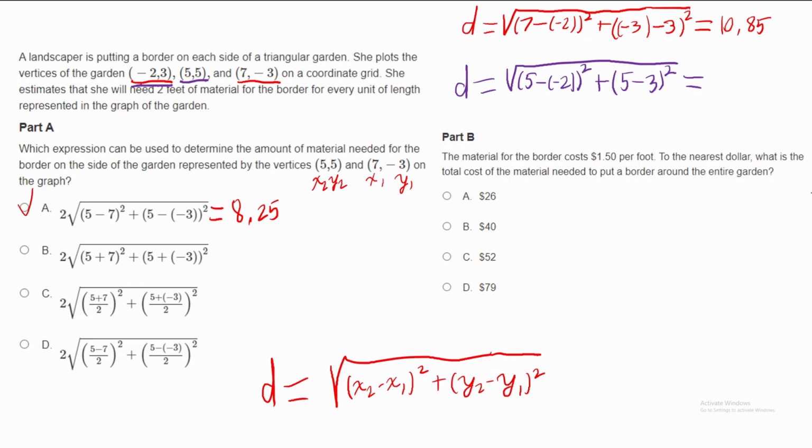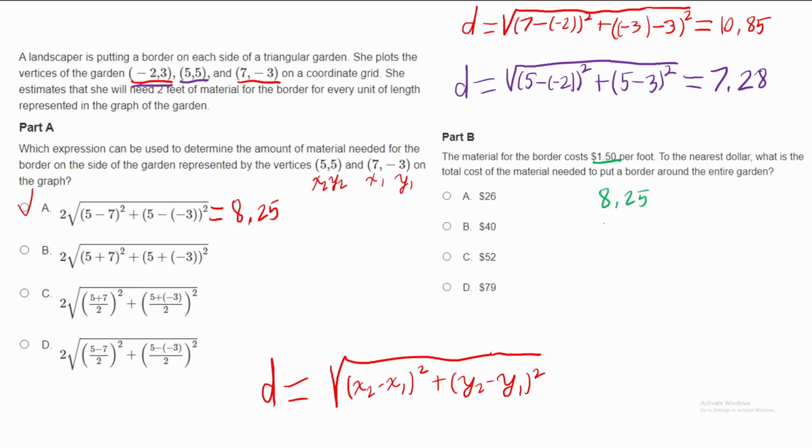So once again, plug it in my calculator. Now you get 5 minus -2 squared plus 5 minus 3 squared equals, and that gives me about 7.28. So down below here, switch colors again. It says material for the border costs $1.50 per foot, to the nearest dollar, right? So we need to add all this up first to find the perimeter, which is the distance around the entire garden.